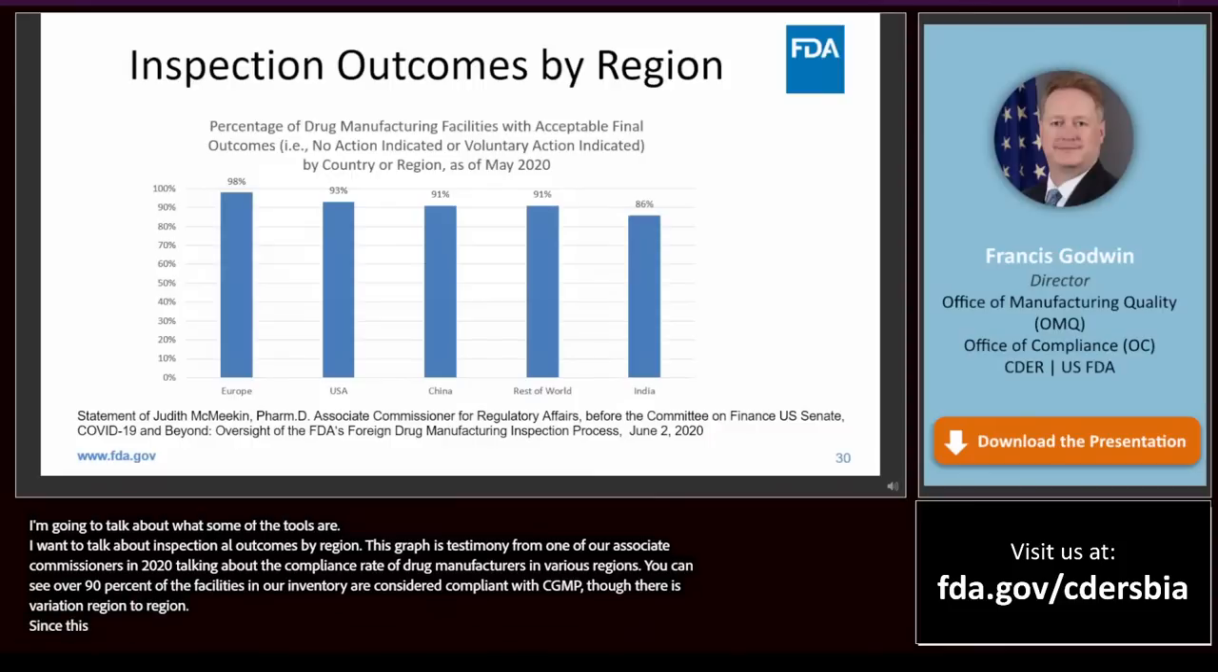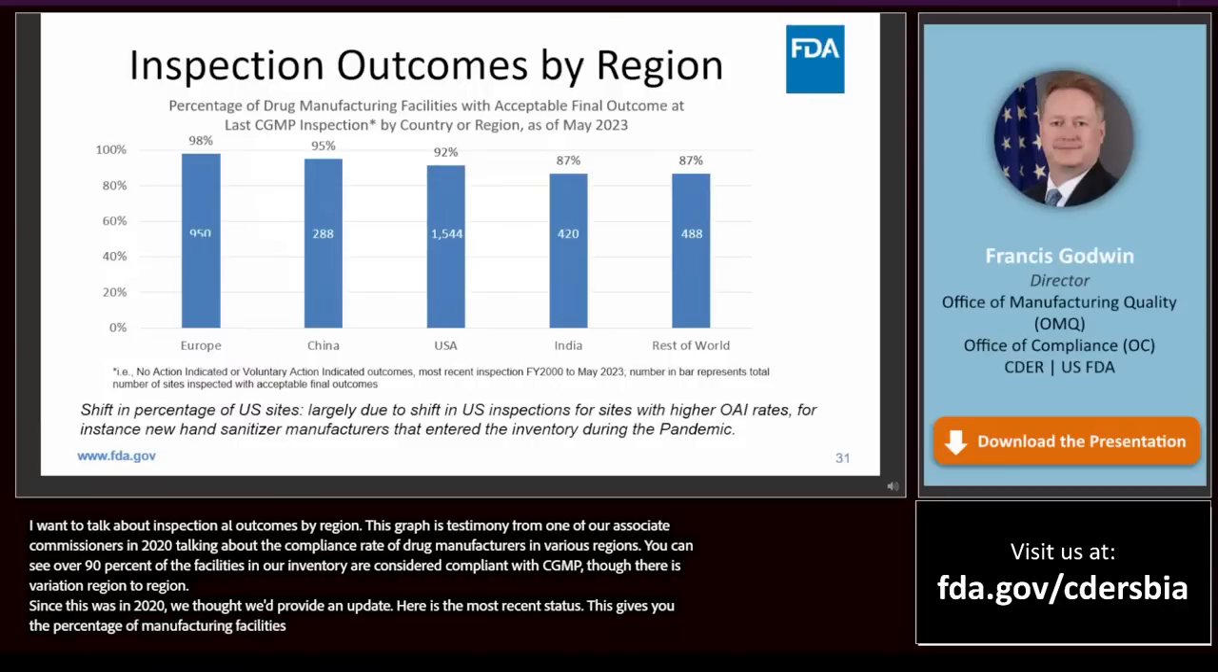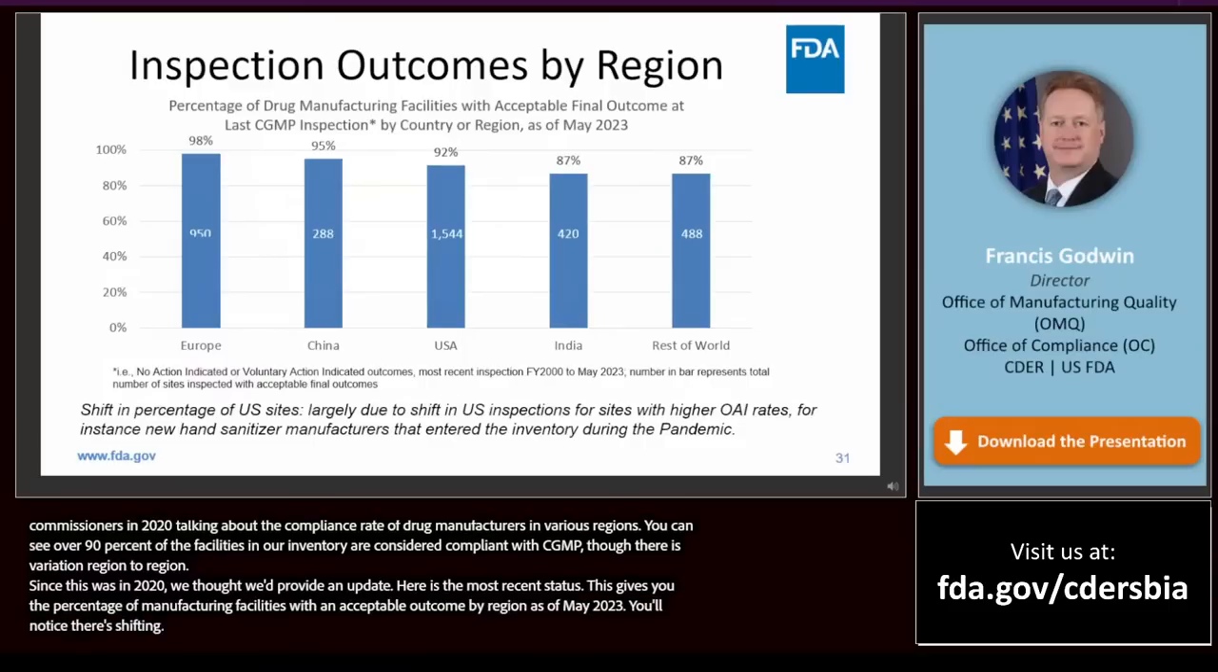Since this was in 2020, we thought that we would provide an updated count. And here is the most recent status. This gives you the percentage of drug manufacturing facilities with an acceptable or NAI/VAI outcome by region as of May 2023. Now you'll notice that there's some shifting. One of these things is related to hand sanitizers.